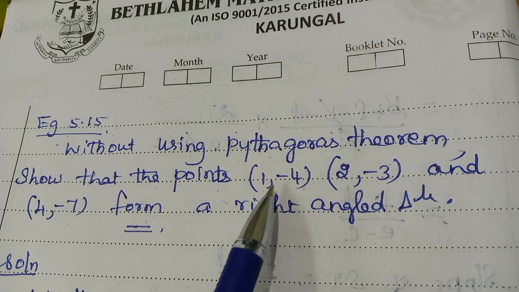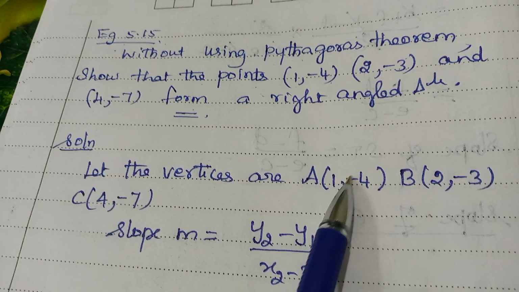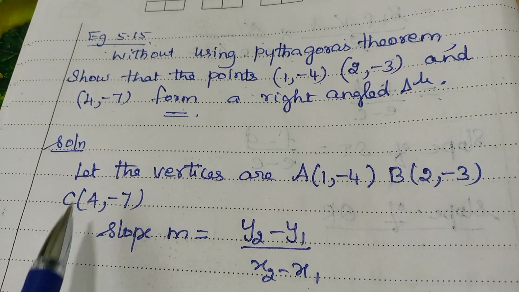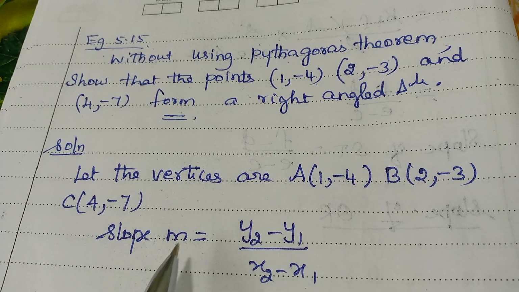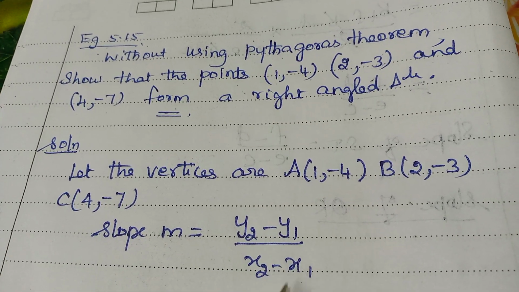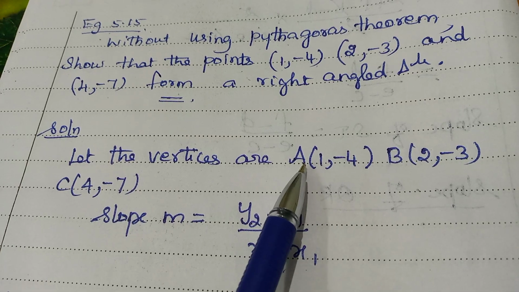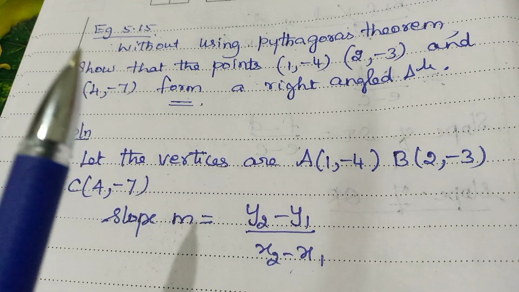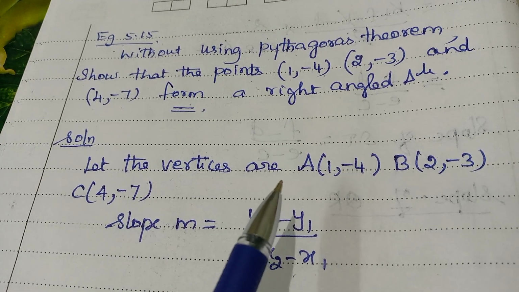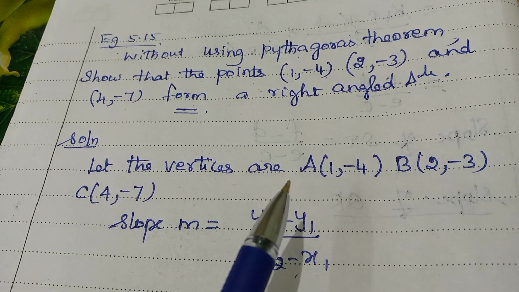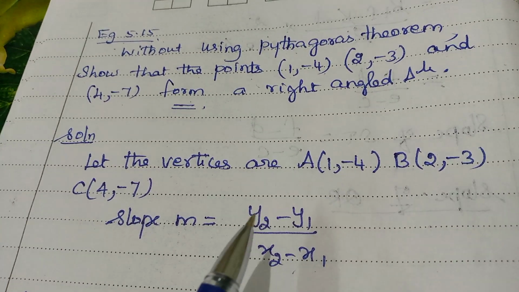So let us name the vertices A, B, C. A of 1, minus 4, B of 2, minus 3, C of 4, minus 7. We are going to use the slope concept. Write the formula: slope M is equal to y2 minus y1 by x2 minus x1. In a triangle 3 sides are there, so 3 sides have 3 slopes: slope of AB, slope of BC, slope of AC. Let us find out 1 by 1.